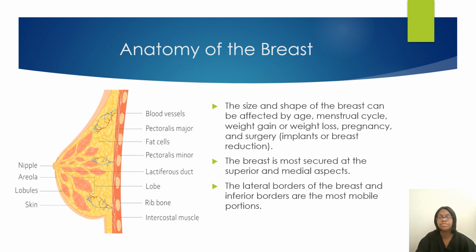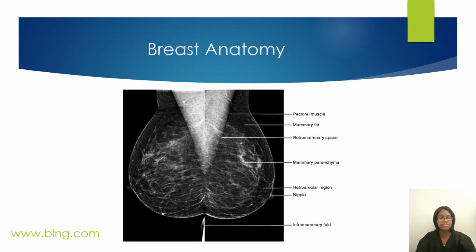So we do have different things affecting the way our breast is, whether it's big or small. We have age, menstrual cycles, whether we are gaining weight or losing weight, pregnancy, surgery, whether we're getting implants or breast reduction. So these are just things that you can keep in mind. Your breast is most secured at the superior and medial aspects, and most mobile at the inferior and lateral borders.